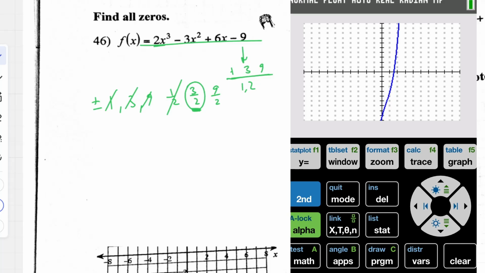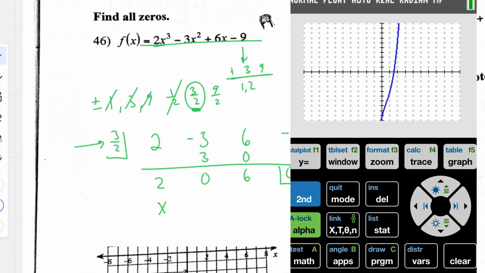I could use synthetic or long division. If I use synthetic, I have to do 3/2. Just going to force me to use fractions. Not excited. All right, bring down the 2, multiply. So I get 3, that's nice. Double check, and then add. And then multiply, oh, that's pretty nice. And then 6, and then multiply, even that's nice. And then I get 9, and I should get a 0. If I don't get 0, then that means this was not a 0.